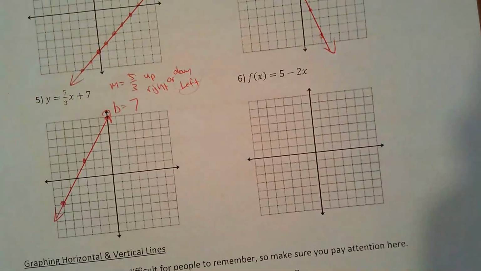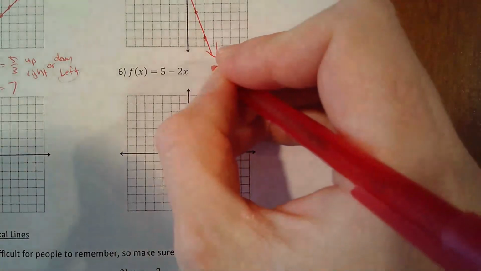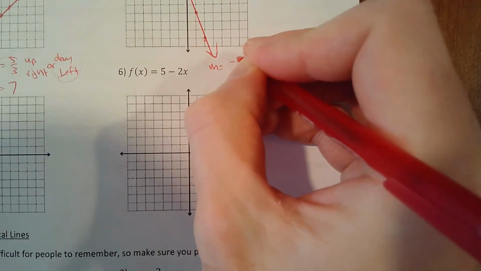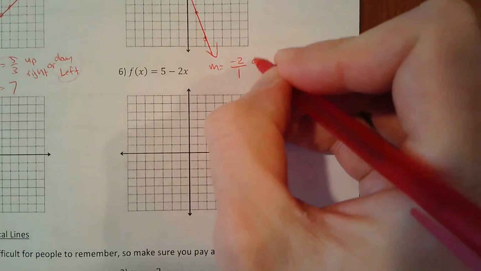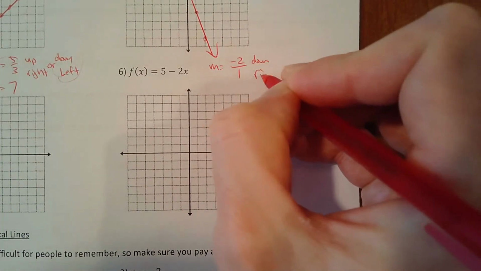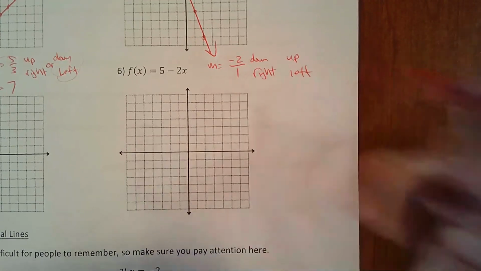Okay, put the arrows on the end. And last one, we switch the order on you. That's no problem. Okay, the slope is negative 2. If there's no bottom number, put it over 1. So that's down and right. It could also mean up and left if we need it to.